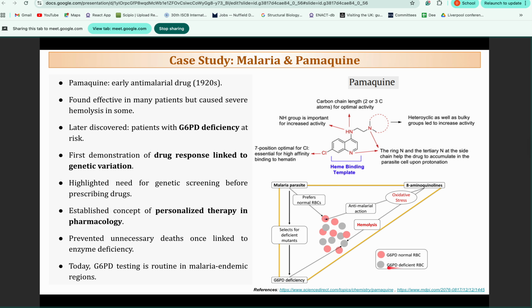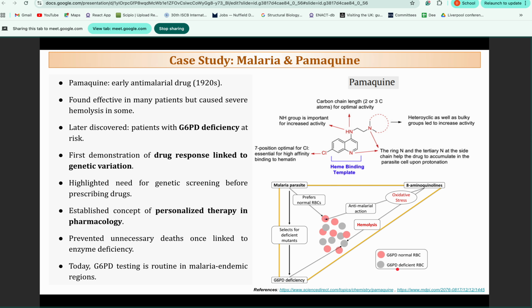So if the RBC is deficient in the G6PD gene, it will lead to the hemolysis of that particular RBC. In patients with this deficiency, the drug will not only affect the RBCs which are suffering from the malarial parasite, but it will also lead to the hemolysis of all those RBCs which are deficient in the G6PD gene.